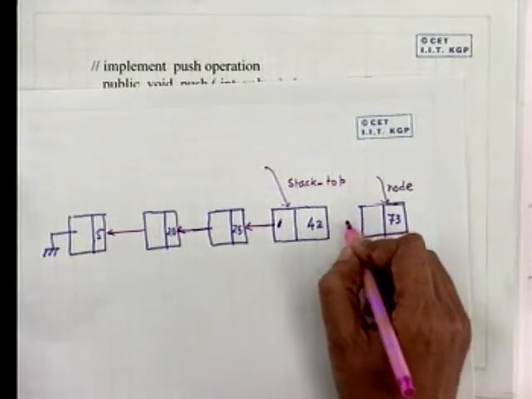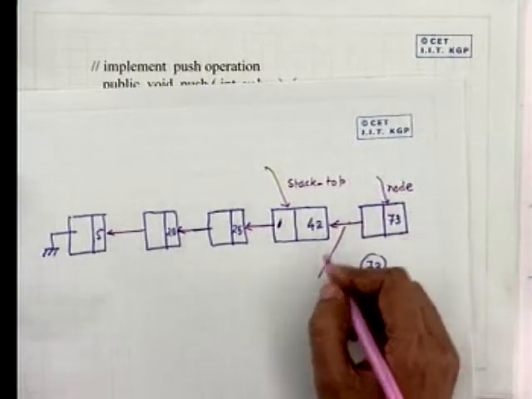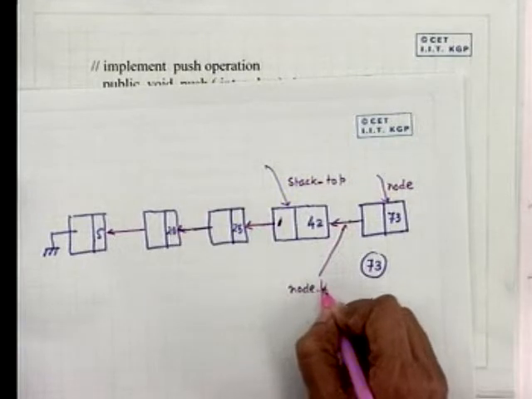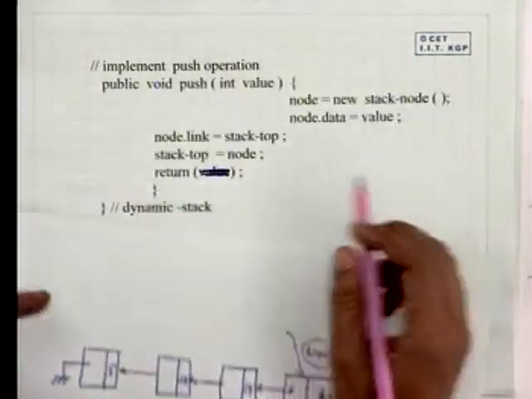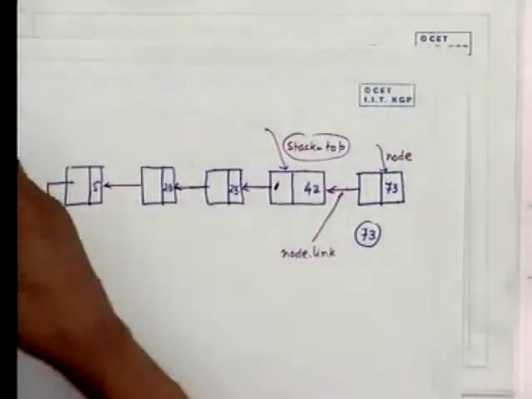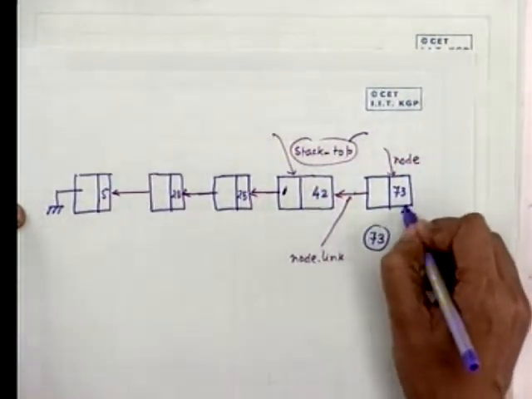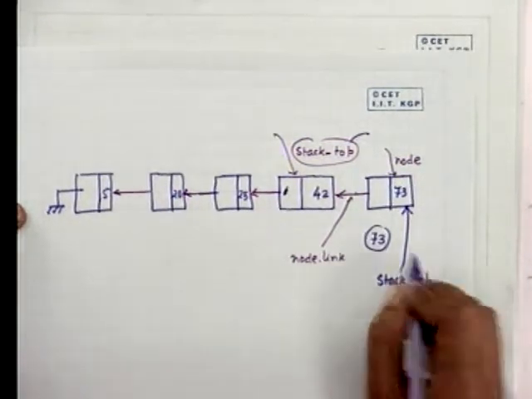So node dot link refers to an element of node type. So all I need to do is to make the node dot link, this is the node dot link, refer to the current value of the stack top. So that is being made equal to this, and after that, because now this is the top of the stack, what we did is change this one to here. So that means stack top will now refer to this node. This is the typical way. Now again when a new element comes, it can grow in this direction.